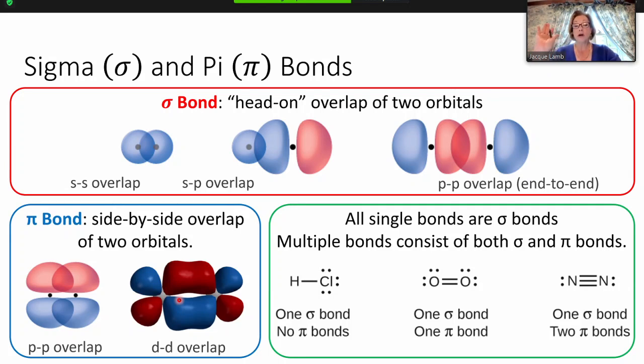All single bonds are sigma bonds. The first bond formed between two atoms will always be a sigma bond. Multiple bonds will consist then of a sigma bond and one or two additional bonds that are pi bonds. So HCl gives you one sigma bond, no pi bonds. Oxygen over here gives you one sigma bond and one pi bond. And nitrogen that has a triple bond, the first bond formed is a sigma bond, the second two are pi bonds.